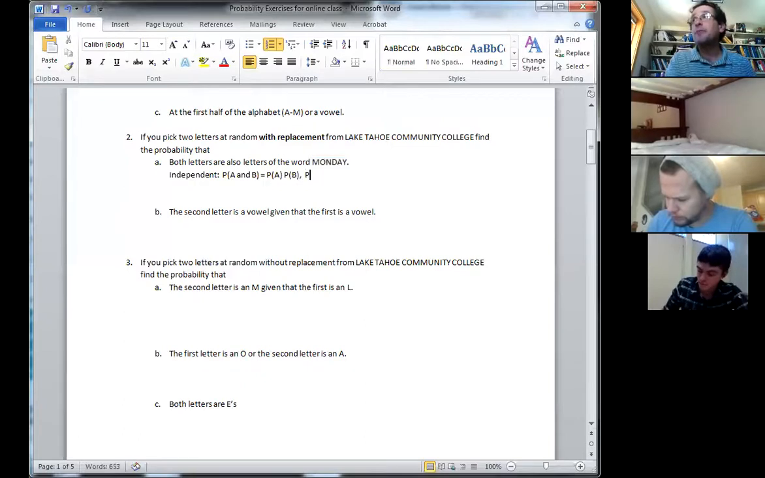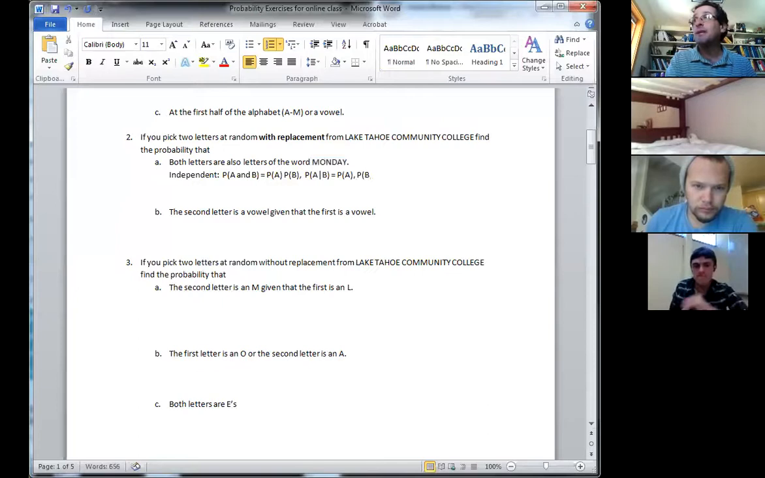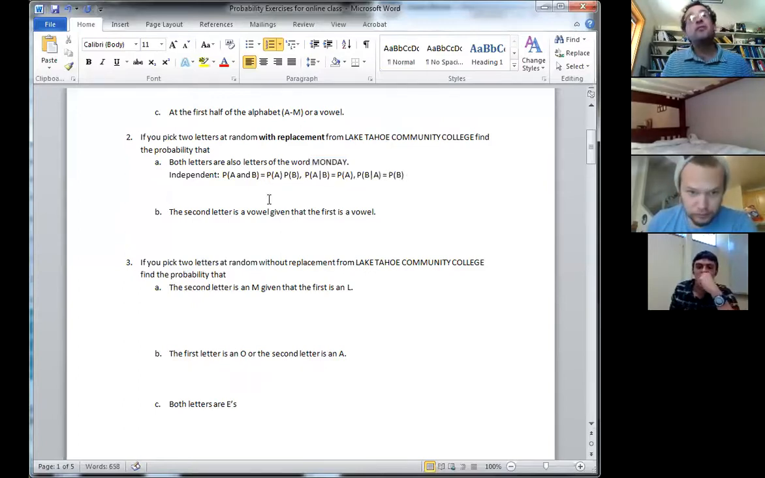You can also say the probability of A given B is equal to the probability of A. You can also say the probability of B given A is equal to the probability of B. So all 3 of those are outcomes of being independent. And with replacement, you always get independence. Without replacement, you usually don't have it, but sometimes you do. You never know. Any questions on that?